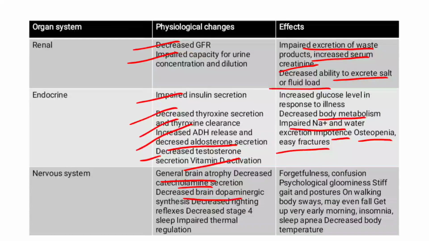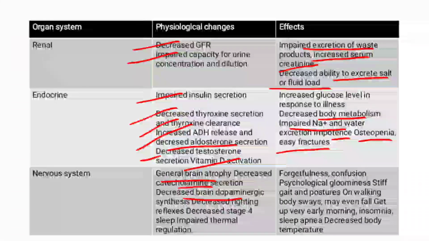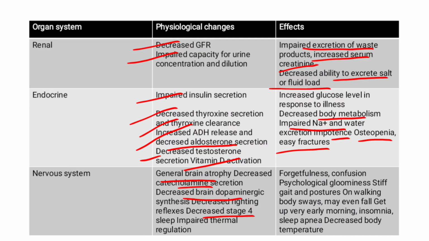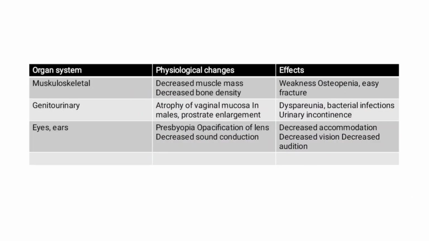Whereas in the nervous system, there will be general brain atrophy, decreased catecholamine secretion, decreased brain dopaminergic synthesis, decreased righting reflexes, decreased stage 4 sleep and impaired thermal regulation. So that leads to forgetfulness, confusion, psychological gloominess, stiff gait and posture on walking, body sways and may even fall, and they get up early in the morning. There can be insomnia, sleep apnea, and there can be reduced body temperature.